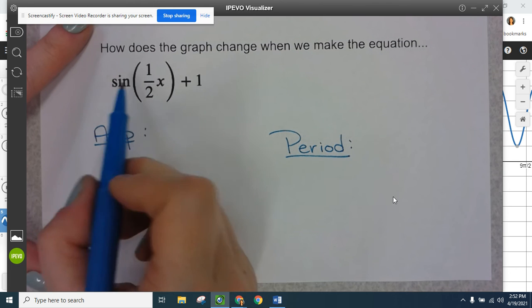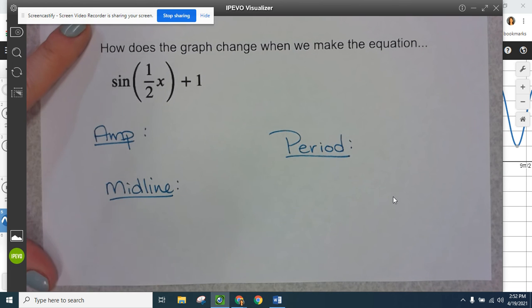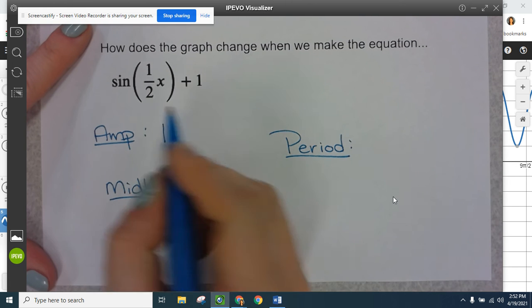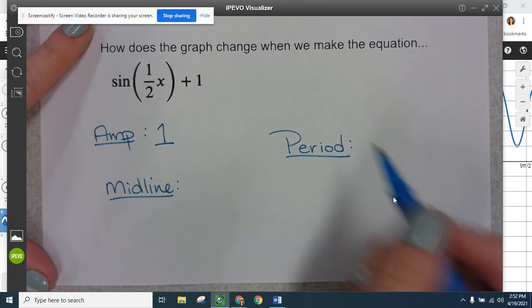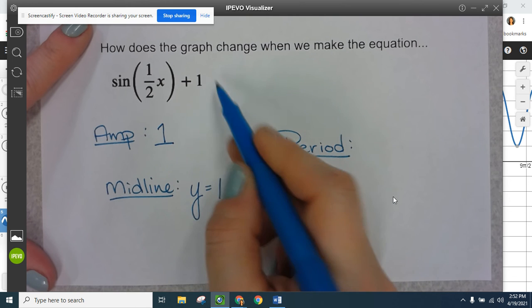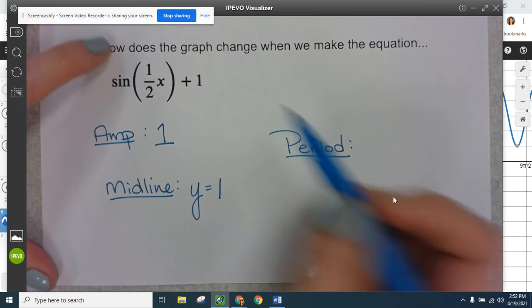All right, amplitude, nothing out in front. Now this is multiplication, so it doesn't mean it's 0. It means my amplitude is 1. My midline here is going to be y equals 1 because I have a plus 1 here.